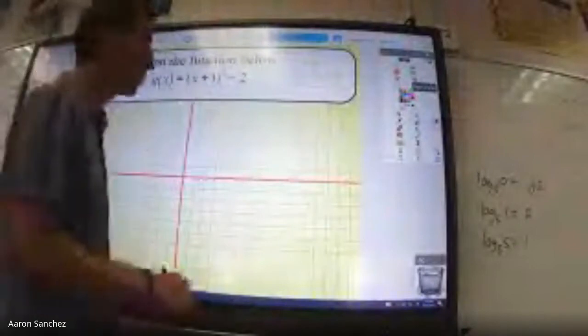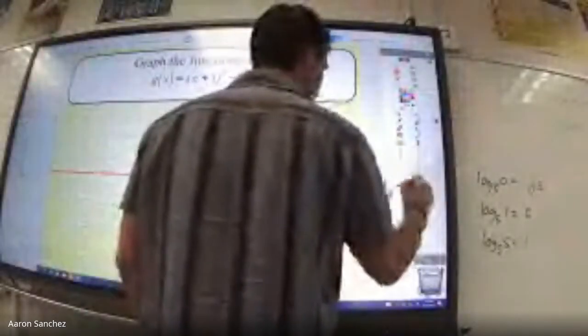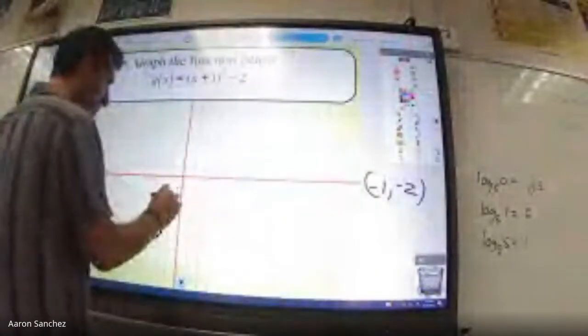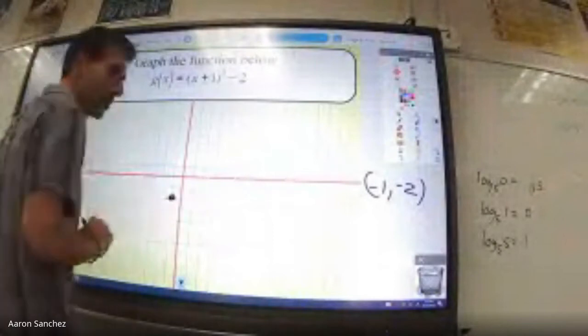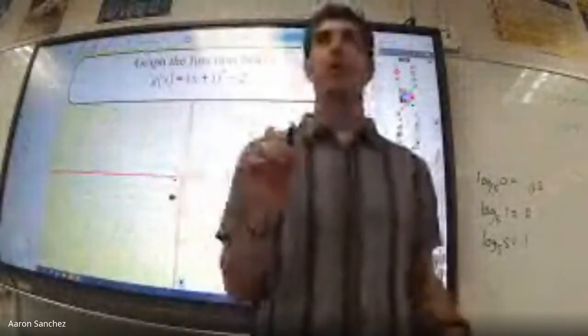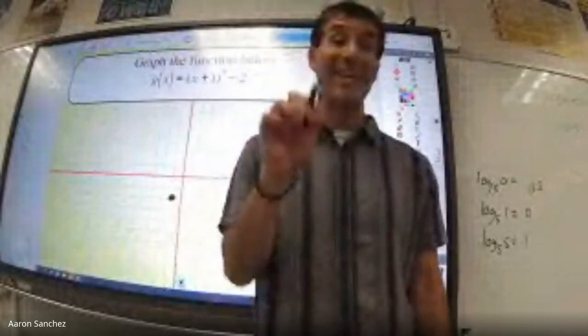Okay, let's do the next one. Graph the function below. g of x equals (x plus 1) cubed minus 2. So my h and k is negative 1, negative 2. So I'm going to go negative 1, negative 2. There's my vertex. Now I'm going to cube all of my numbers. So the cube of 1 is 1. The cube of 2, 2 cubed is 8.